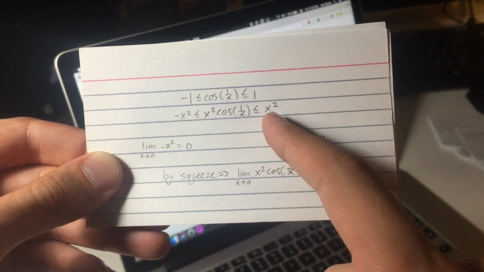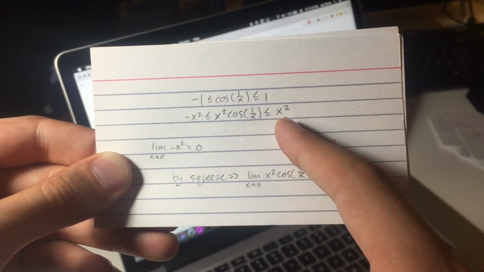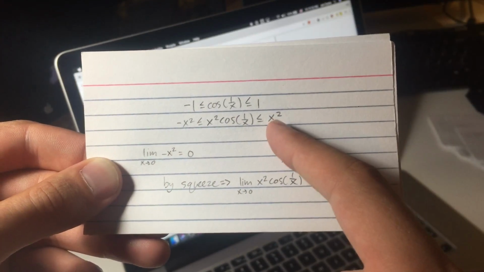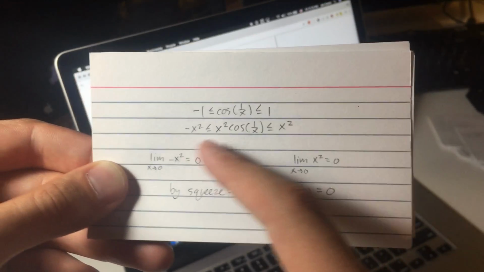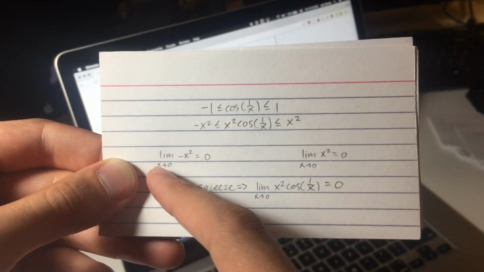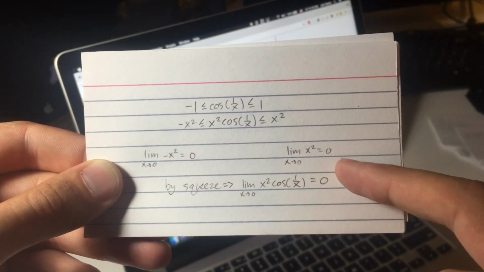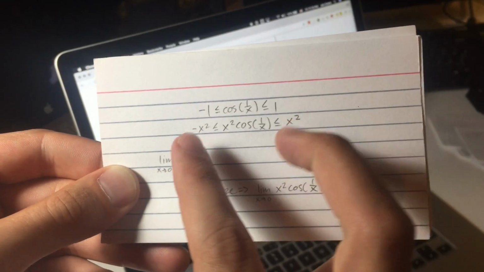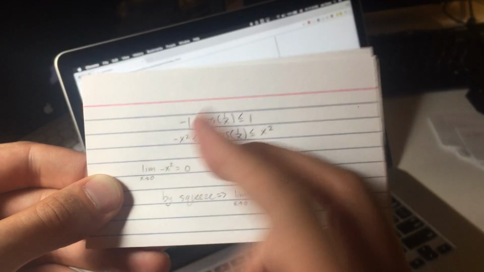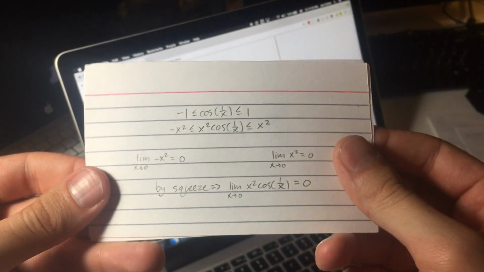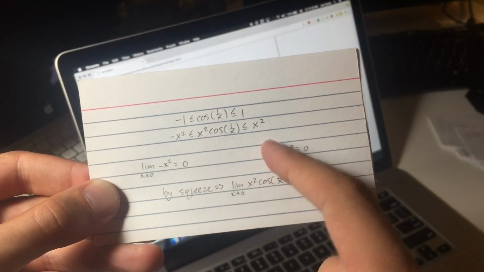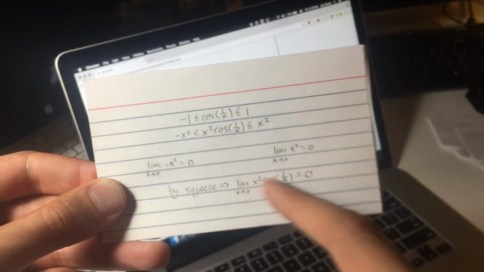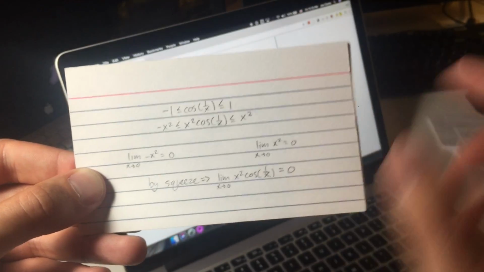And we have to multiply the left and right here by x squared as well. And then we just take the limit of each part, and we know that the limit of negative x squared as x goes to 0 is just 0, and x squared as x goes to 0 is just 0. And so if this thing is sandwiched between these two things, and this is also called the sandwich theorem, then if it's sandwiched between 0 and 0, the thing's got to be 0 itself. So by the squeeze theorem, by the sandwich theorem, this limit is 0.